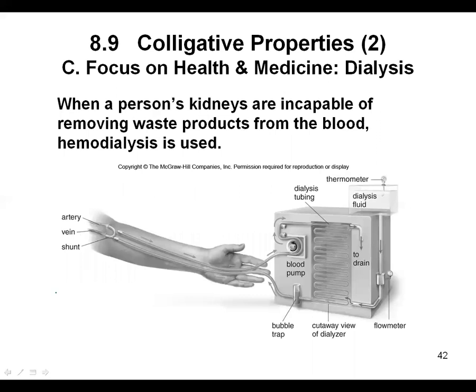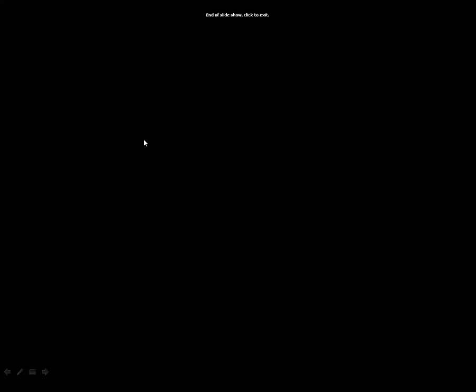When a person's kidneys are incapable of doing that, then they obviously go through a process known as dialysis, where a machine does that for you. That filters out the waste products, if you will, and then puts it back in. As you can see, it goes through the machine, does the dialysis part for you, gets rid of the waste products, and then it goes back into your system. All right, any questions on any of those things there?